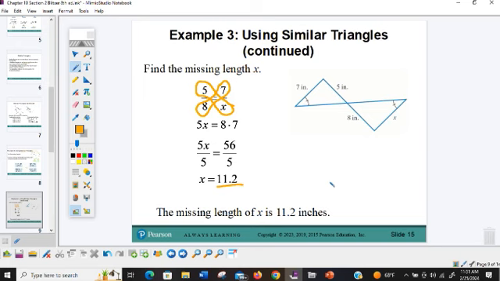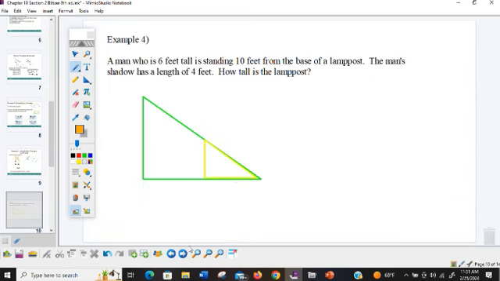Let's look at another one. A man who is 6 feet tall is standing 10 feet from the base of a lamppost. The man's shadow has a length of 4 feet. How tall is the lamppost? Okay, so here's our lamppost. We don't know what it is. We're going to call it X. Here's our guy. He'll be 6 feet tall, and his shadow is 4 feet long. You also had a hint that he's standing 10 feet from the lamppost.